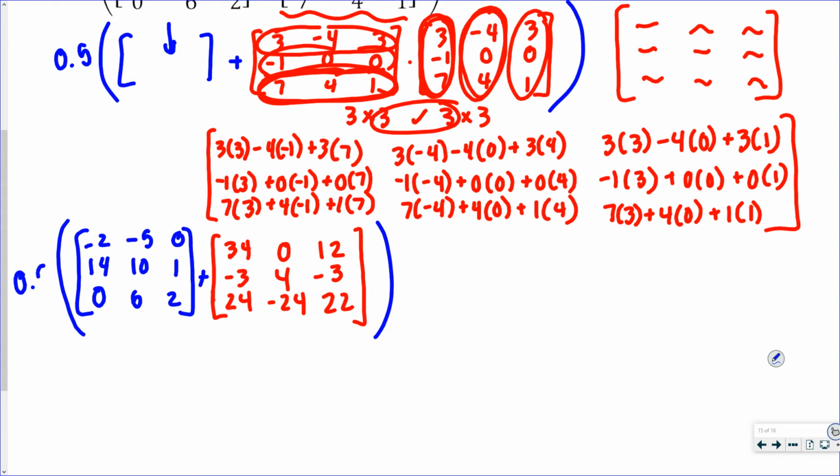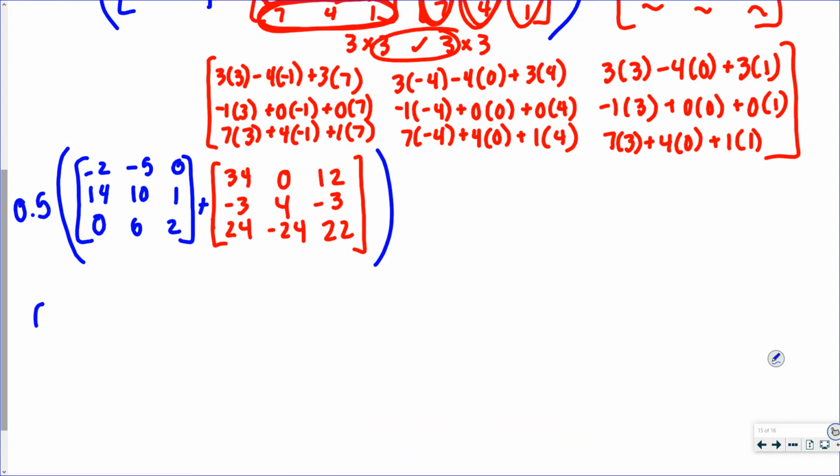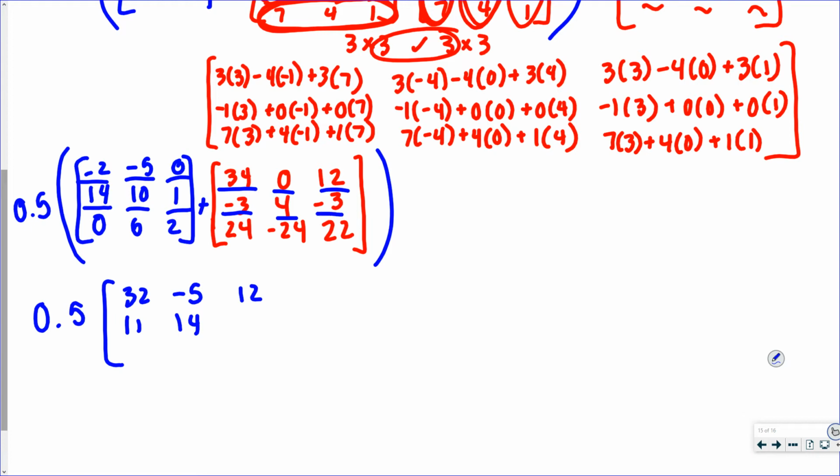Plus this. Okay, how do we add matrices, folks? Add corresponding elements. Yep. It's easier than multiplication. You just do a negative 2 plus a 34. They're both in that upper left-hand corner. 32. I'll work across here. Negative 5 and 0 is negative 5. 0 and 12 is 12. 14 and negative 3 is 11. 10 and 4 is 14. 1 and negative 3, negative 2. 0 and 24 is 24. 6 and negative 24, negative 18. 2 and 22, 24.